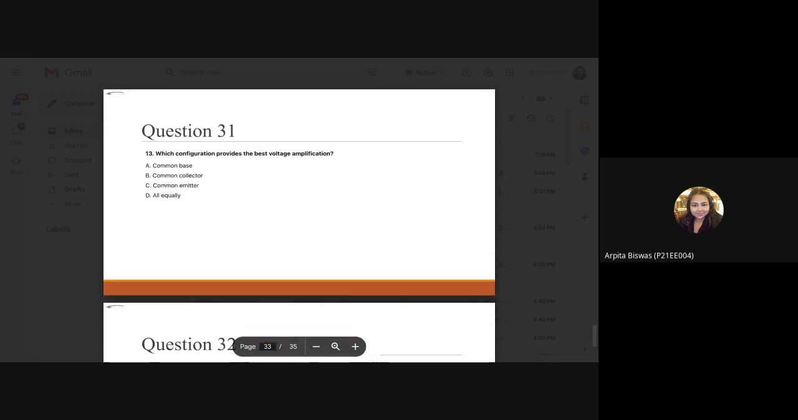Then question number 31: which configuration provides the voltage amplification? First option is common base, then common collector, then common emitter, or all equally. So which configuration provides the voltage amplification? Common emitter. Yes, common emitter. Any of you?